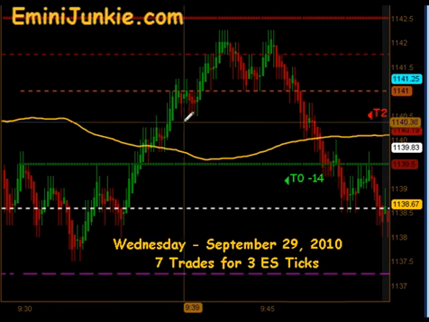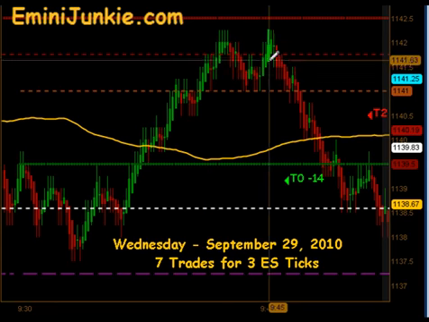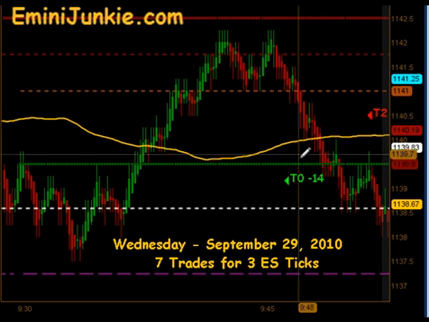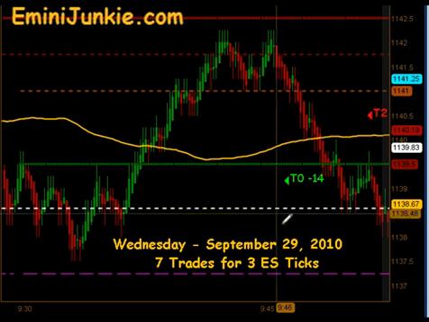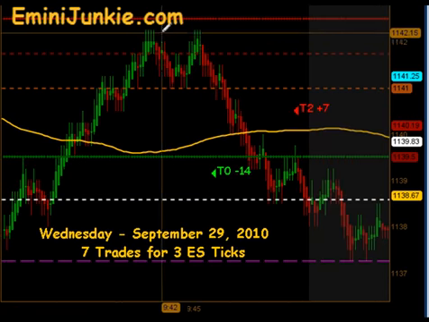But I'm assuming that you did not look at that and you didn't get the fill, and the market came back and actually gave you a fill as it came back towards this moving average, in which case you would have been run over, T0 minus 14. So I'm going to give that first trade a T0 minus 14.